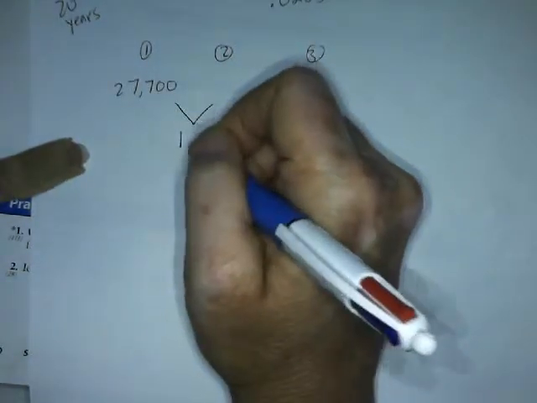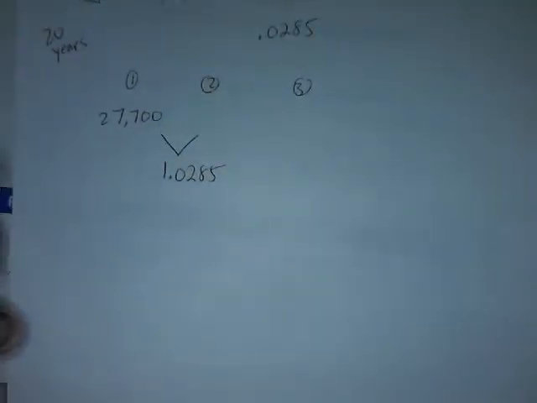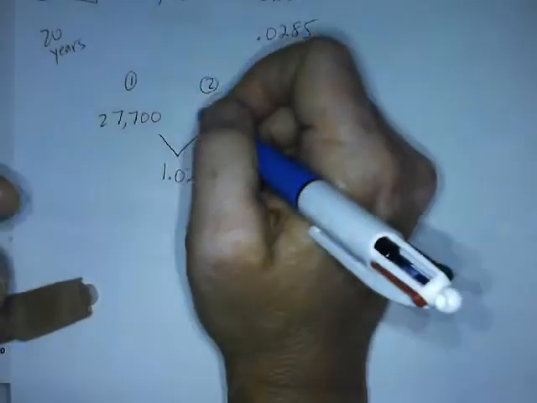No. Let's multiply it by this. See if we get the right amount. Times 1.0285. So the second year, this looks right.